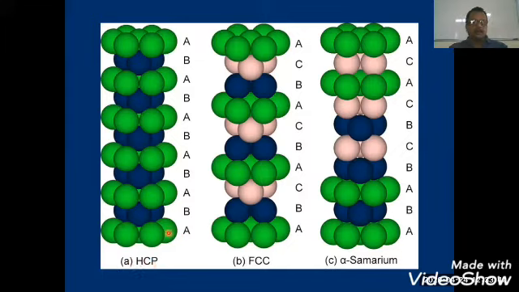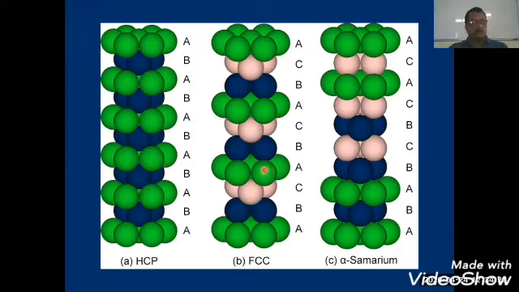In hexagonal close packing, the atom of the third layer is exactly at the top of the atom of the first layer. But here, this is the third layer. We have white balls, blue balls and green balls. The blue balls are sitting in the holes of the green balls and the white balls are sitting in the holes of the blue balls, but these white balls are not exactly at the top of the green balls. So this layer we can call A, this layer we can call B, and this layer we can call C.